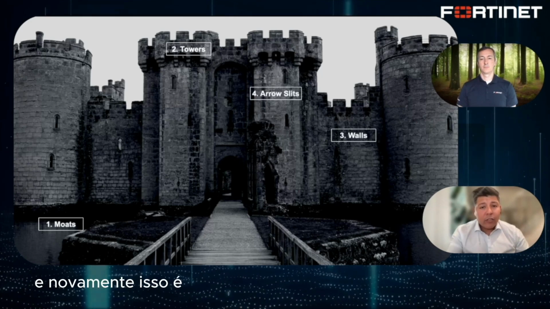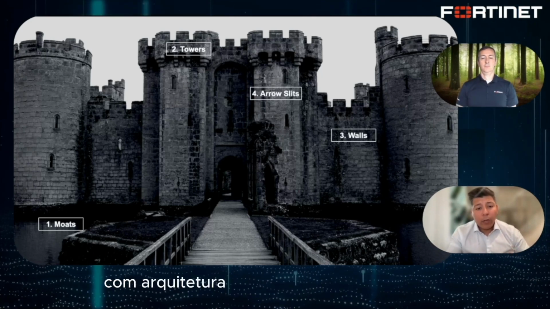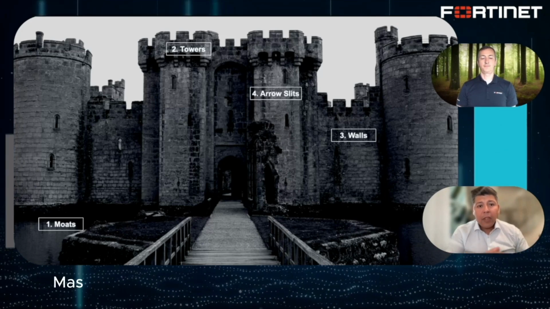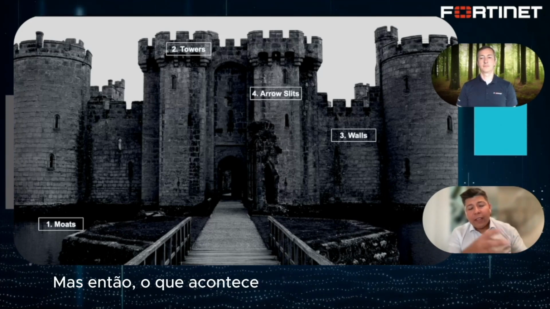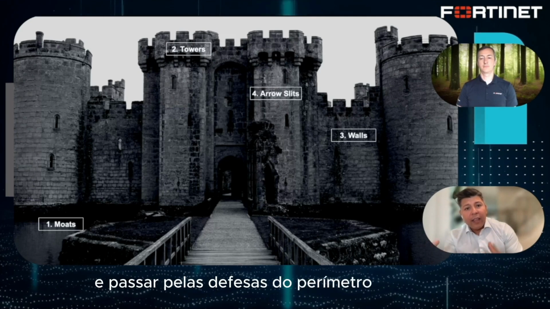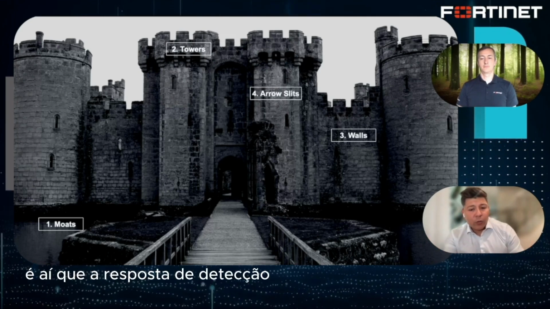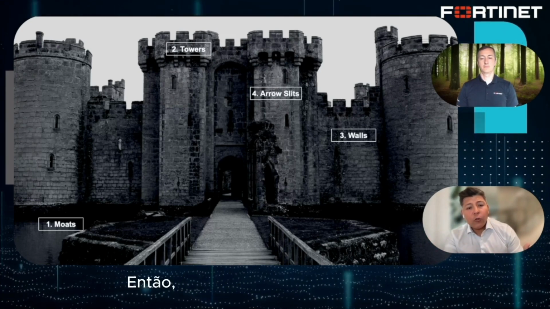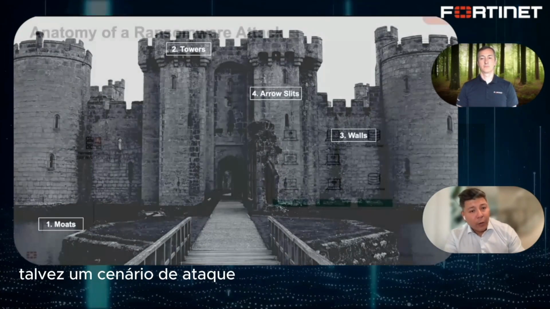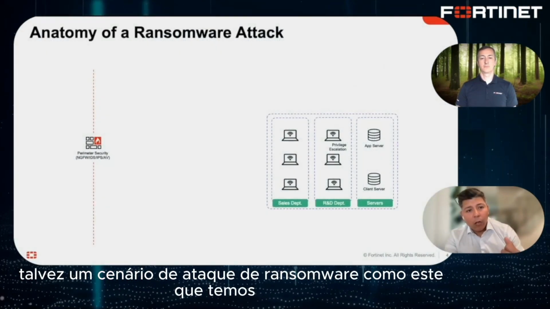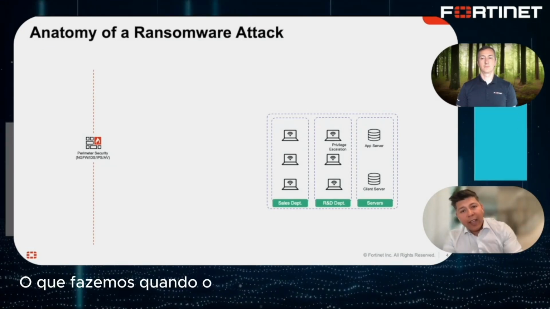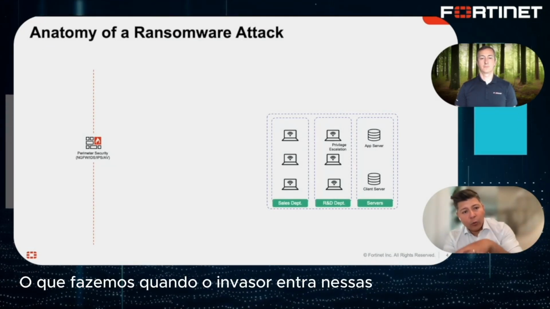And again, this is very similar to modern network architecture, where we have this hardened perimeter. But what happens if the attacker gets inside and past those perimeter defenses? That is really where network detection and response excels. So if we look at a ransomware attack scenario like we have here, what do we do when the attacker gets inside those walls?